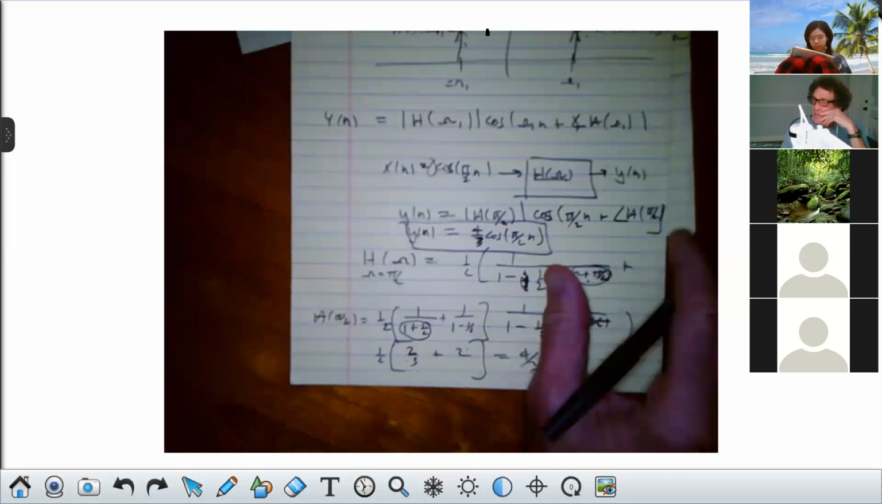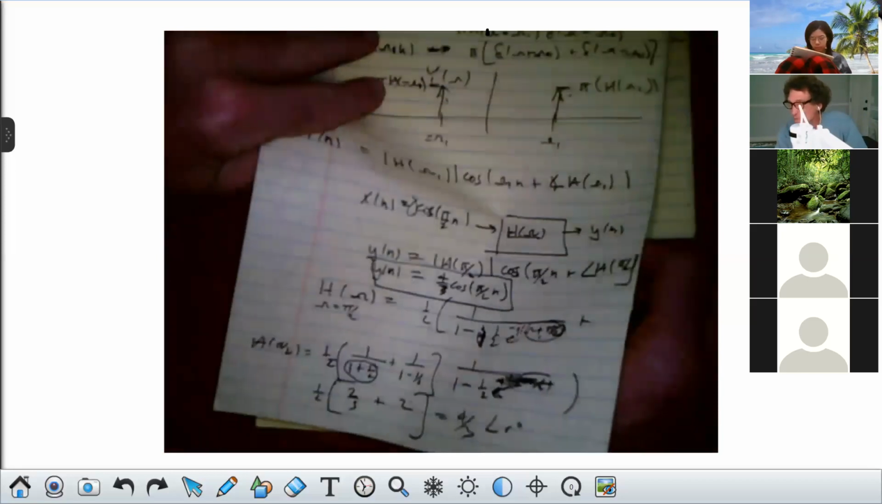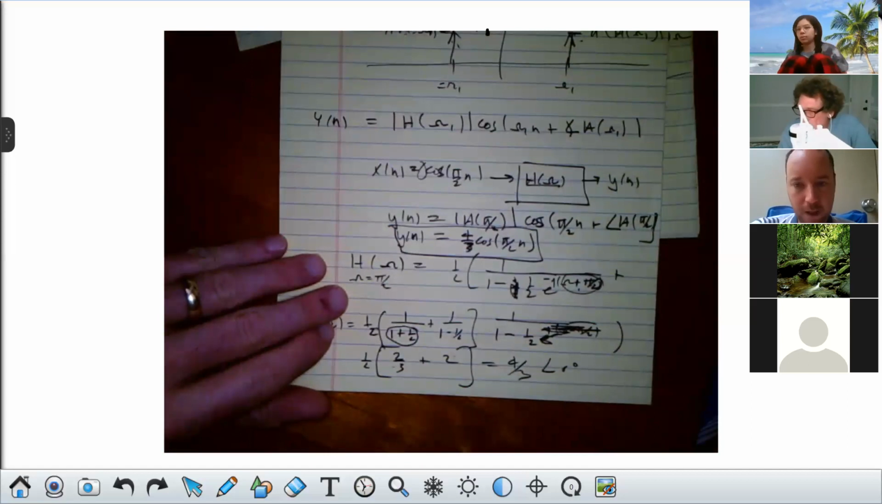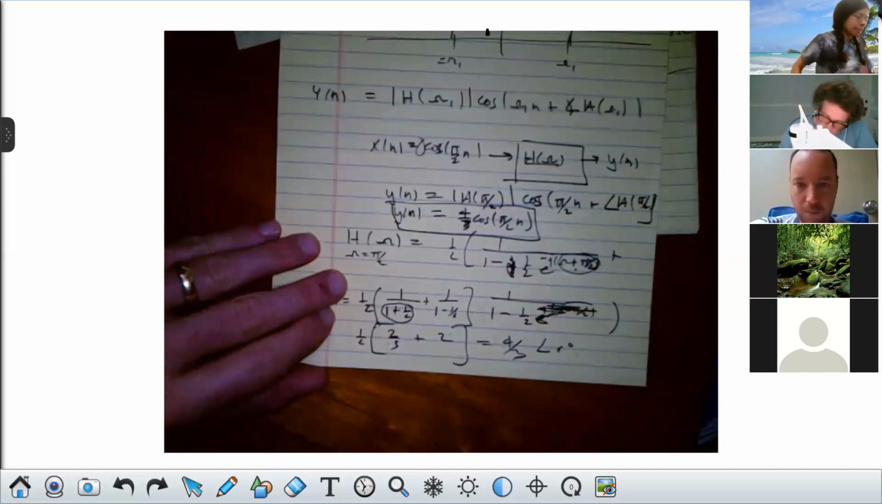And this is the neat thing about sines or cosine inputs to a system. And let me underscore this. But did you have a question? I did have a quick question. Can you explain one more time for the first part how you got the 1 over 1 plus 1/2?